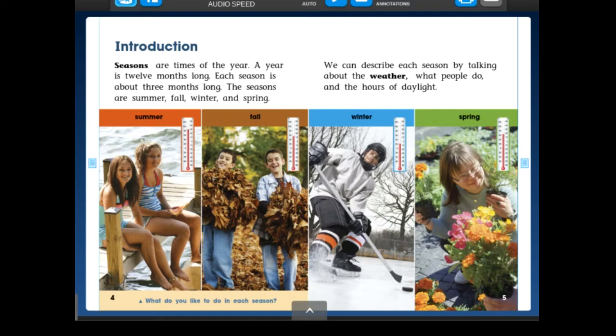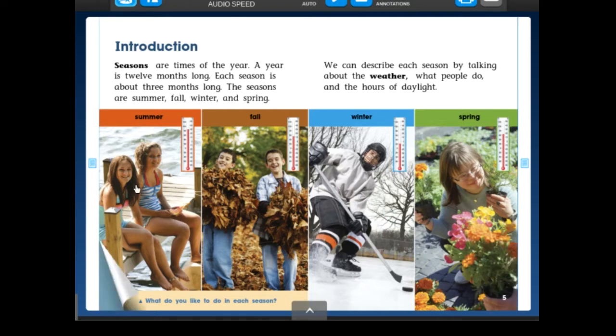Seasons are times of the year. A year is 12 months long. Each season is about 3 months long. The seasons are summer, fall, winter, and spring. We can describe each season by talking about the weather, what people do, and the hours of daylight.